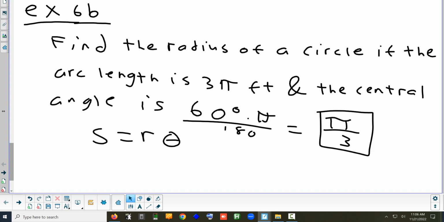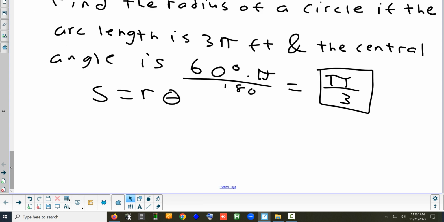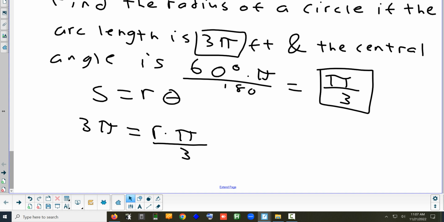So pi over 3 is my what? Not my r. Okay, not theta. We're going to find the r. Yeah, theta. It's my theta. And what about my s? The arc length is 3 pi. So 3 pi equals r times pi over 3.